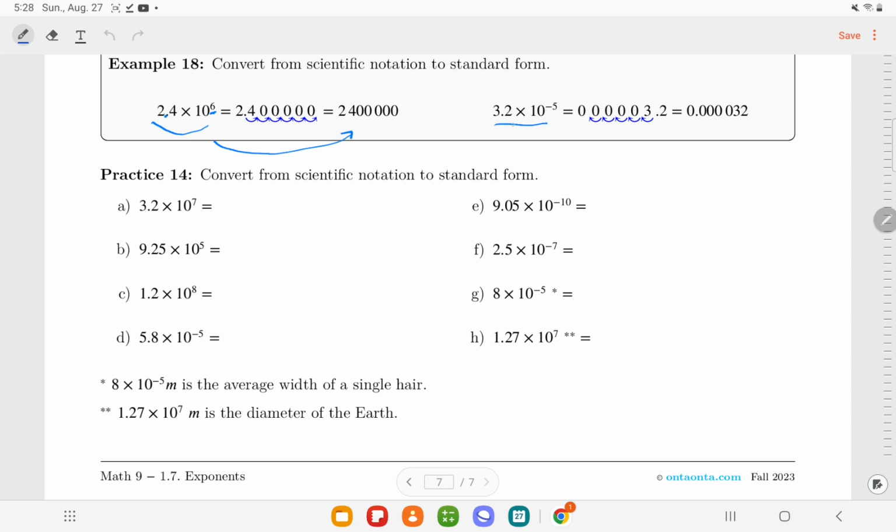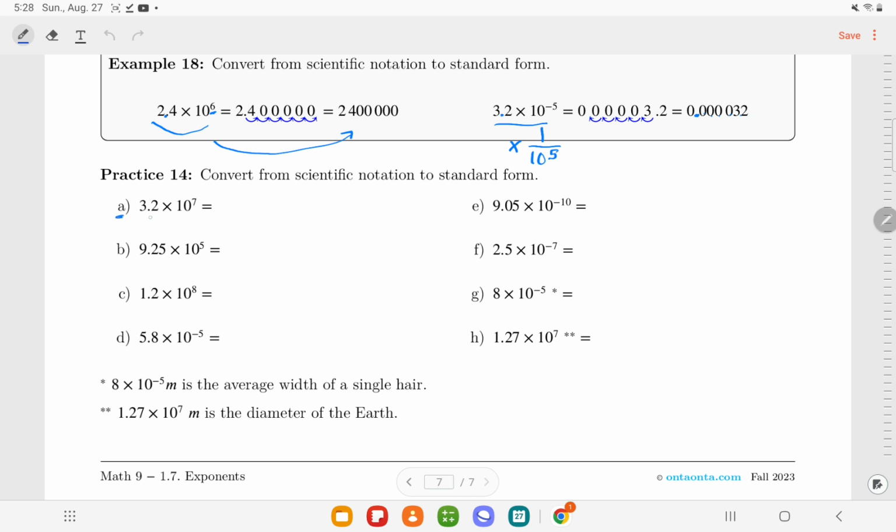In this example, we have a very small number because it's a negative exponent. So we have to move this point to the left, and we divide by 10 to negative 5. Sorry, we multiply by 10 to negative 5. And remember that times 10 to negative 5 is the same as 1 over 10 to positive 5. So we have to move this point 5 places to the left. And when we move it 5 places to the left, we get 0.000032.